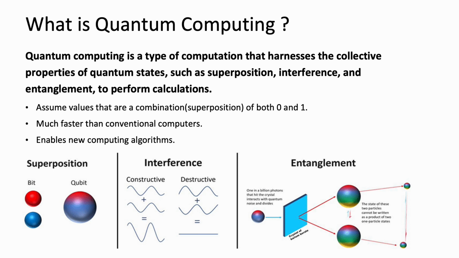In superposition, we are aware of normal bits, which are 0 and 1, but a qubit assumes values that are a combination of both 0 and 1. That means a single qubit has multiple variations of 0 and 1, that can be 0.001, 0.99. All these values can be incorporated in a single qubit. The second feature is interference. Interference is related to the wave function of the particle, which can either reinforce or diminish each other.